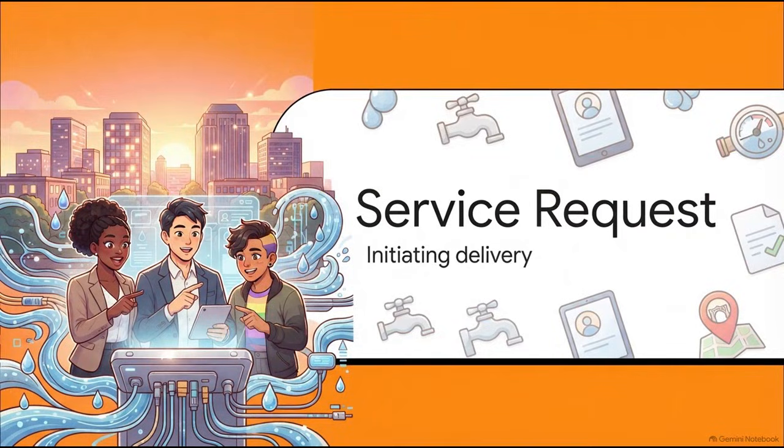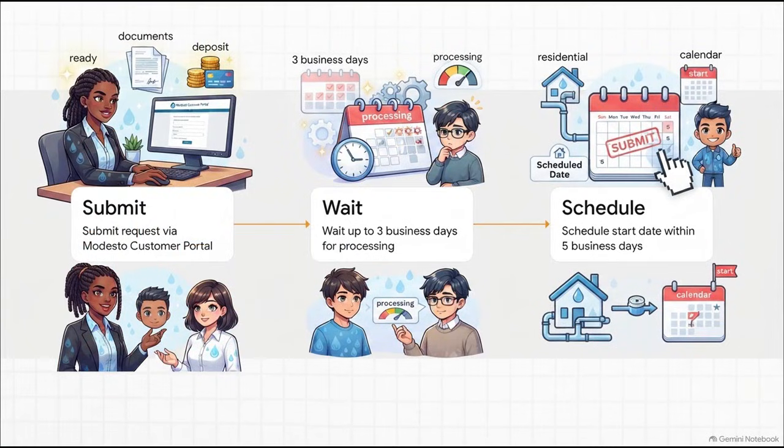Moving right along to Section 2, Phase 1, the service request. Now that you've got your documents and your deposit ready to go, it's actually time to request the physical delivery. First, you'll submit your application online through the Modesto customer portal. Just a heads up, standard residential applications take up to 3 business days to process, and that excludes weekends and holidays. Also, the start date you request has to be scheduled within 5 business days when you actually hit submit on the application.